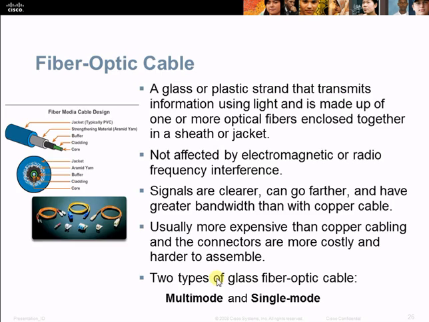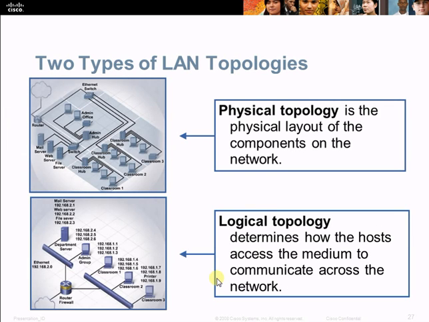So now we're going to talk about our different types of LAN topologies. We have a physical topology or a logical topology. So there are two main types. The physical topology is the real layout, where they're physically located, and the logical topology determines where they are in relation to the host and how they communicate with each other.